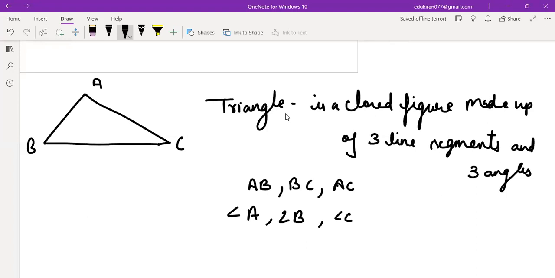From next class, everyone will learn this. If someone asks you, what is a triangle? You will say it is a closed figure. A triangle is a closed figure made up of 3 line segments and it has 3 angles. Clear? So in a triangle, there are 3 line segments and 3 angles. I hope it's clear now.